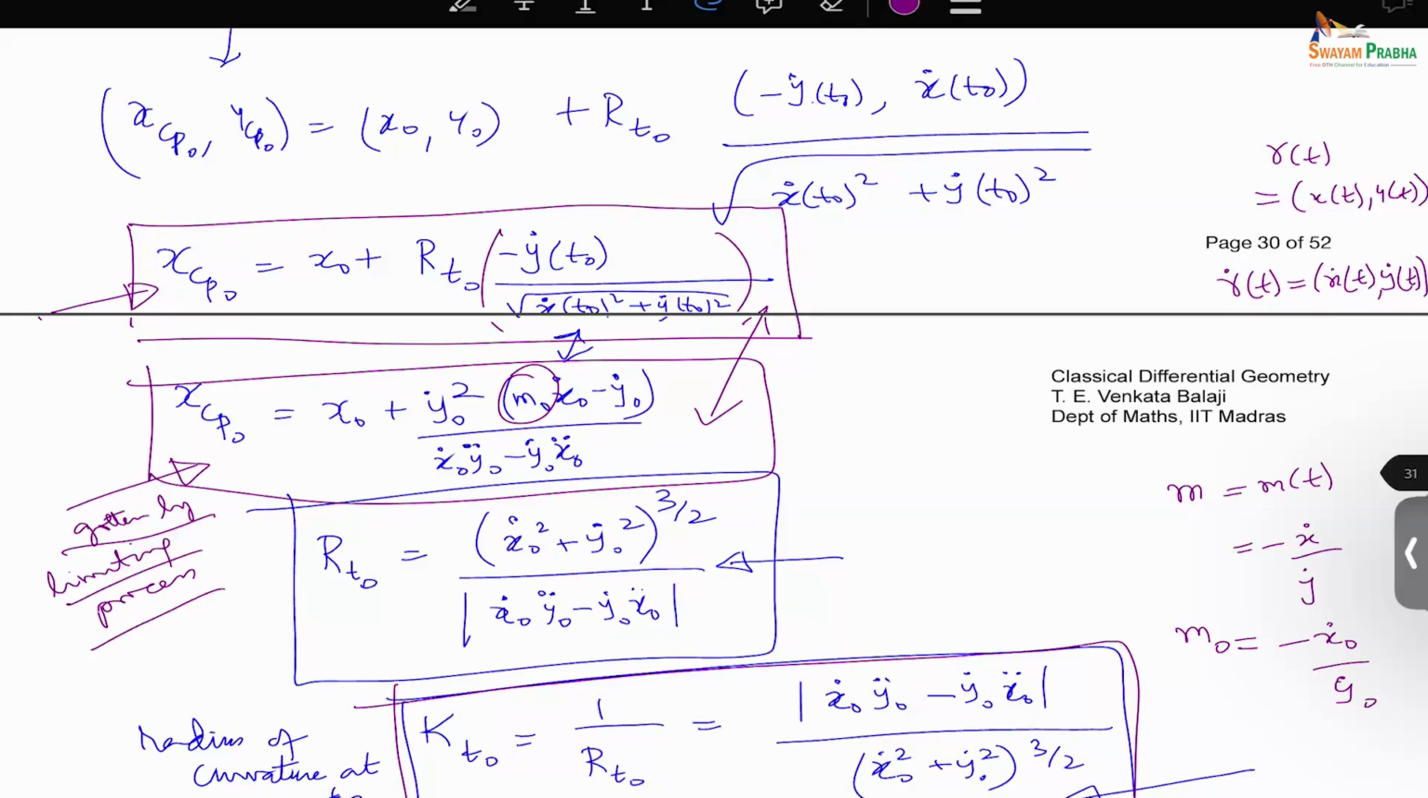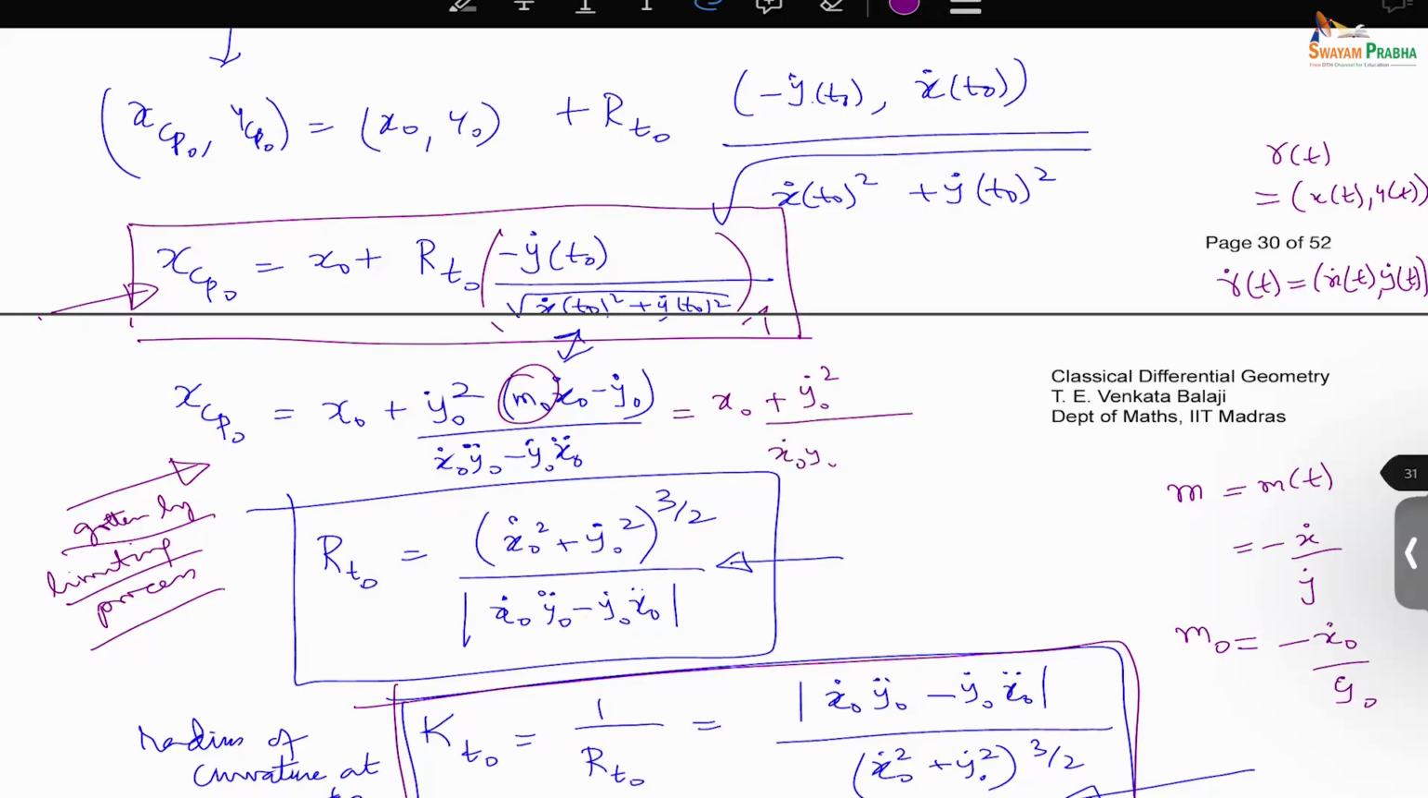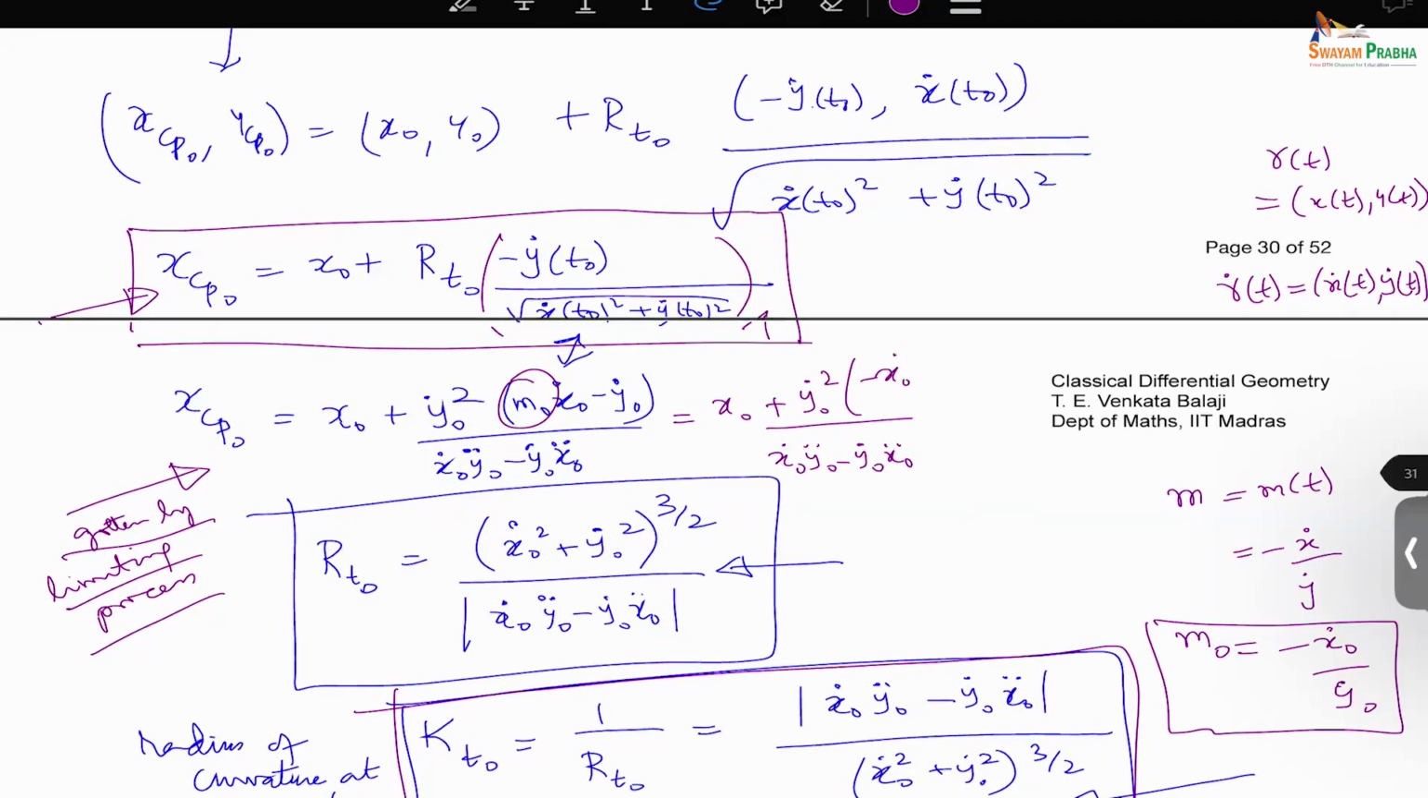So what happens is that you will get, let me erase this and write it here. So this is going to be x naught dot squared plus y naught dot squared, divided by this expression, which is x naught dot y naught double dot minus y naught dot x naught double dot. That is the expression below. M naught is going to be this, so you plug this in. So I will get minus x naught dot by y naught dot times x naught dot. Let me write that carefully.